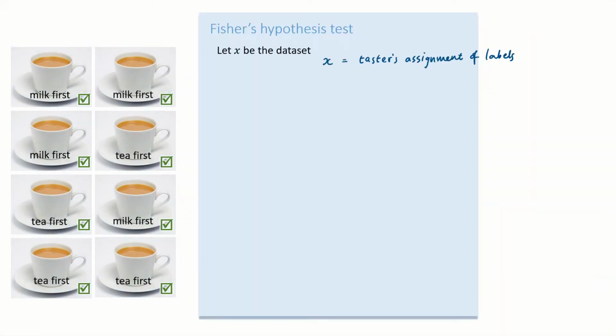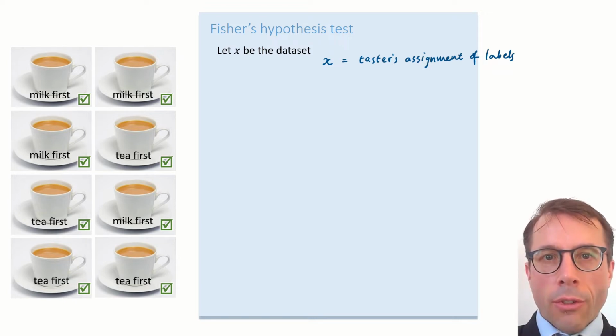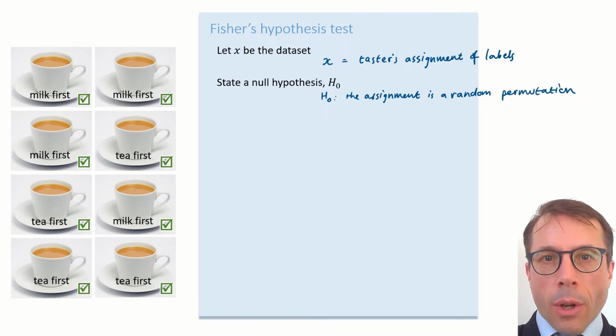First, let X be the dataset, the observed data. In this case, X is the taster's assignment of labels to the 8 cups. Next, we state what's called a null hypothesis, written H0. This is the default view, the assumption that we'll make unless we see enough evidence in the dataset to persuade us away from it. In this case, the null hypothesis is that there's no difference in taste and that the dataset is therefore just a random permutation of the 8 labels, 4 labels saying tea first and 4 saying milk first.